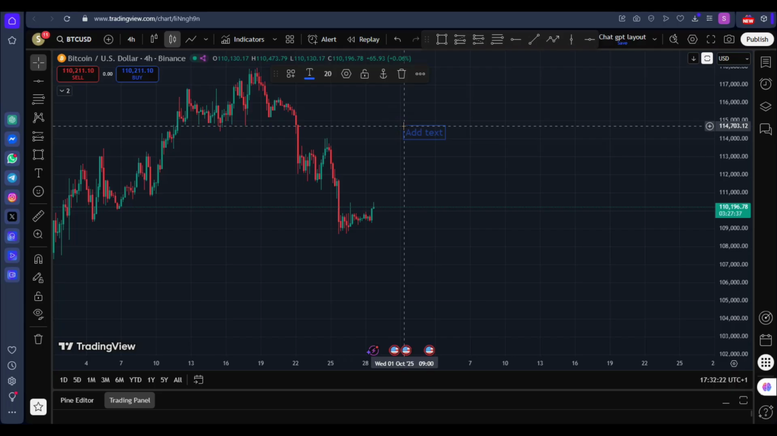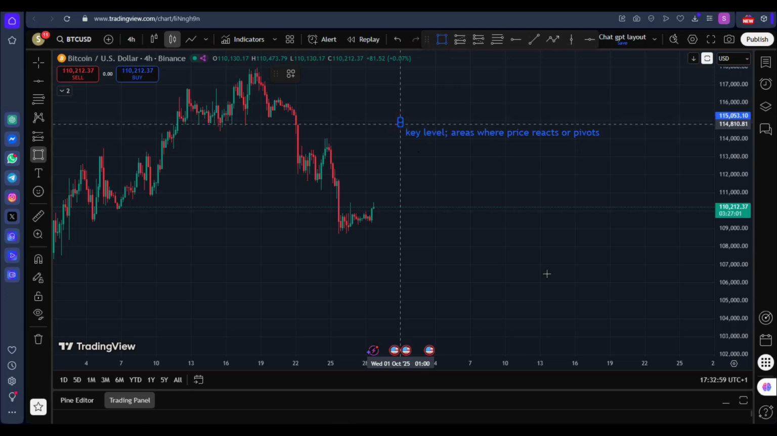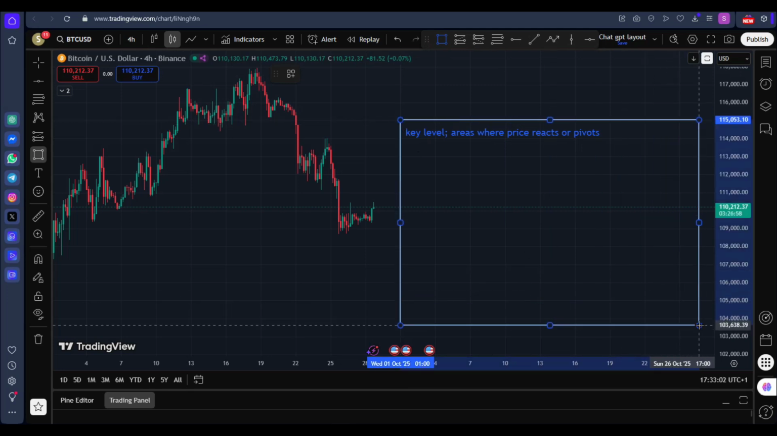So what are key levels? Key levels are simply areas where price reacts or pivots. Those are key levels. Key levels are areas where price reacts or pivots.